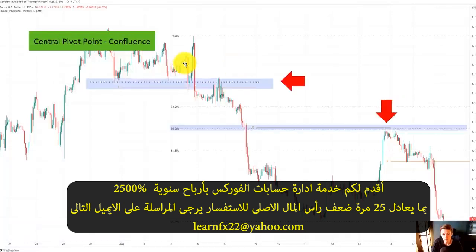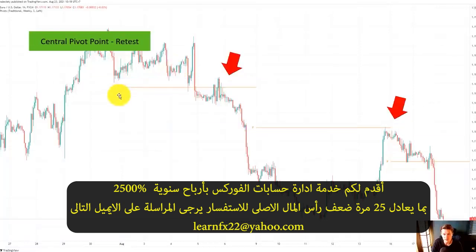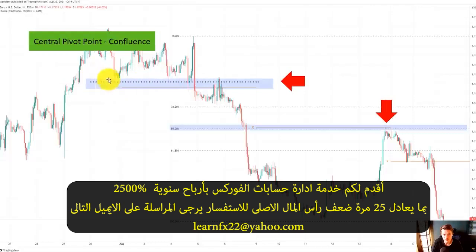And now we could add other tools on top of that. So for example, we could add a Fibonacci or just horizontal support and resistance. So here on the first example, we are using the support and resistance level. So previous support is turning into resistance, and that is a great confluence factor. Or we can also draw our Fibonacci from point A to point B, and you can see we get a perfect 50% Fibonacci retracement. So what this means is that we have not only a central pivot point, we have multiple areas of confluence. We have a Fibonacci and also a previous support that is turning into resistance.